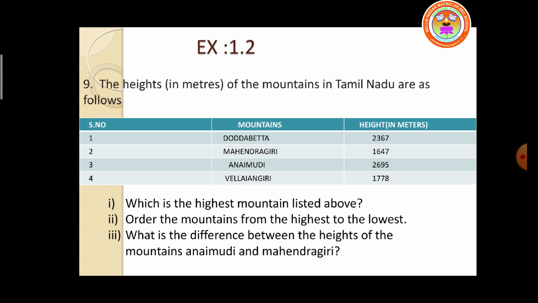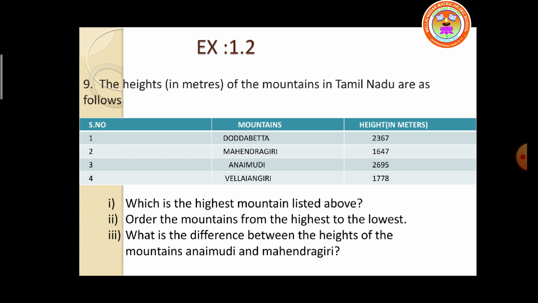Then ninth problem, the heights of some mountains they have given here. 4 mountains they have given. What are the questions given below? Read it, children. The first question is, which is the highest mountain listed above? See and tell me. See the height in meters. Which one is the highest one here? 2695. So what is the name of the mountain? Anaimudi.